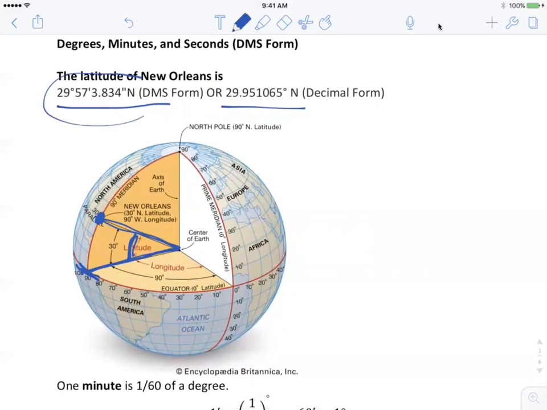Right? I want to convert that into that, right? That's my goal here. Okay, so notice the 29 is not going to change. That's the whole degree. We're good with that. That's going to be consistent. So what I'm going to start with is that 57 minutes.